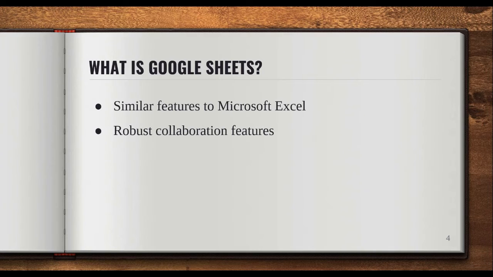Google Sheets differentiates itself from its competitors with its robust collaboration features. For example, you can work on a Google Sheets spreadsheet in real time with another person, and you can use Google Chat in the sidebar of your spreadsheet while you are working to discuss your visions.